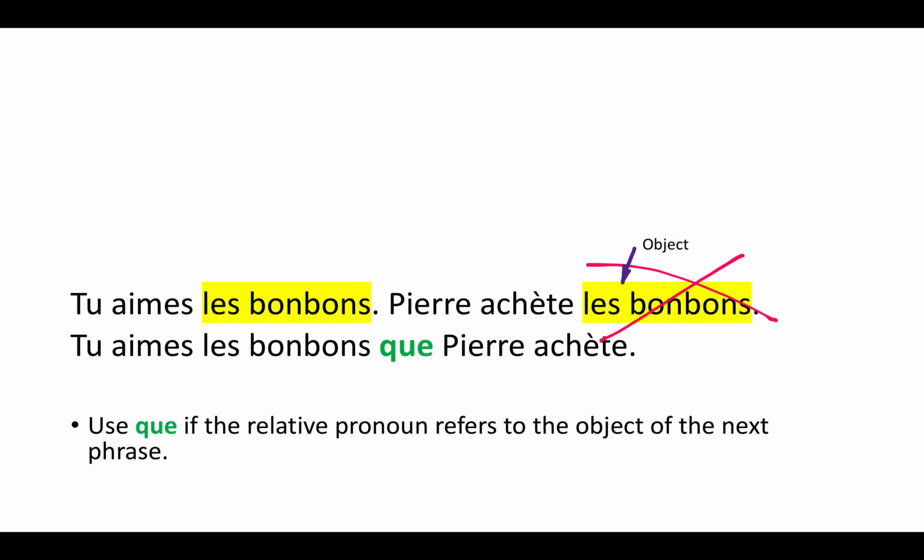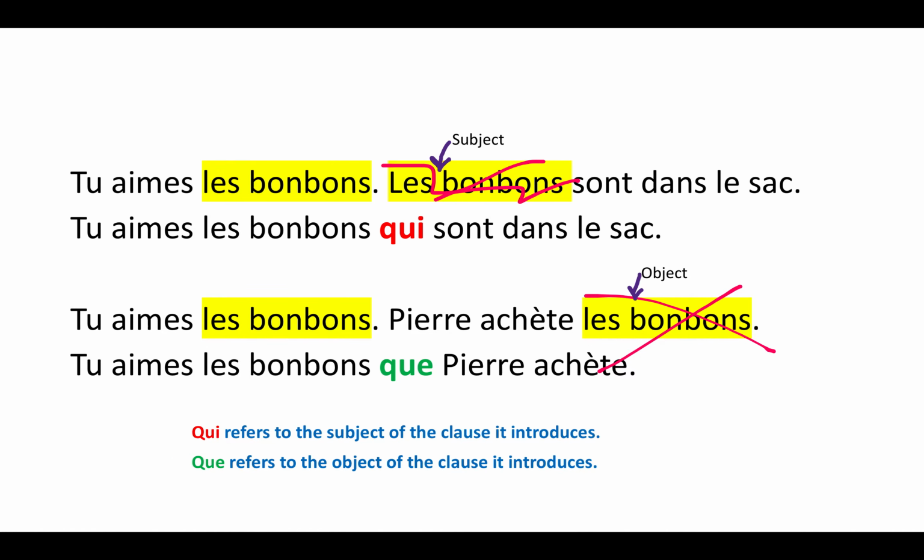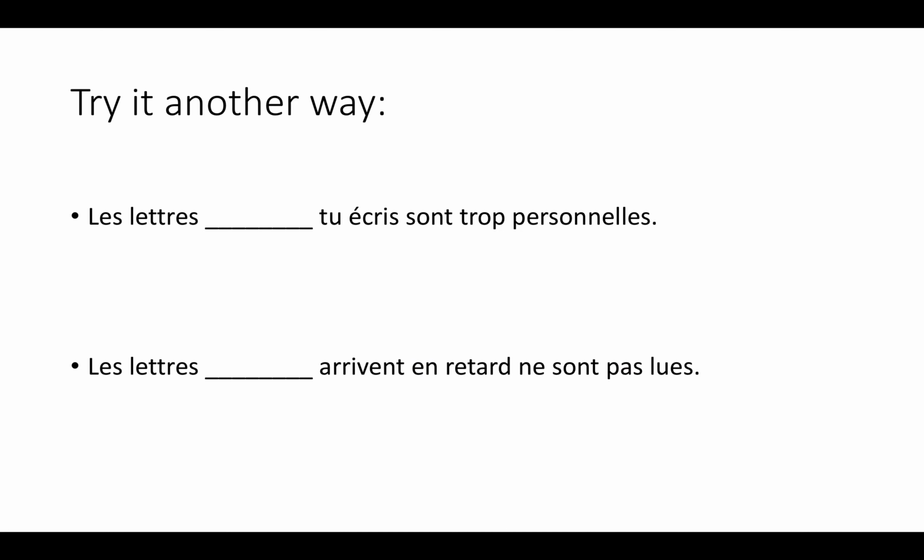Sometimes you hear we use que when the relative pronoun refers to the object of the phrase it introduces. And if you think about it, que Pierre achète, que is the first word of that phrase, so que is introducing it. I find that language difficult personally. Okay, so to recap down at the bottom, qui refers to the subject of the clause it introduces, que refers to the object of the clause it introduces.